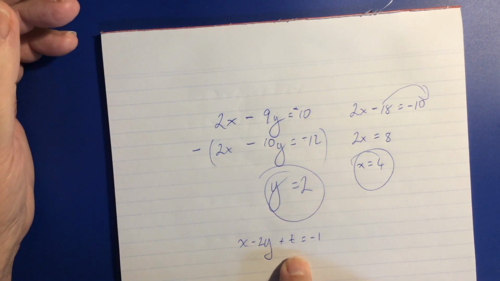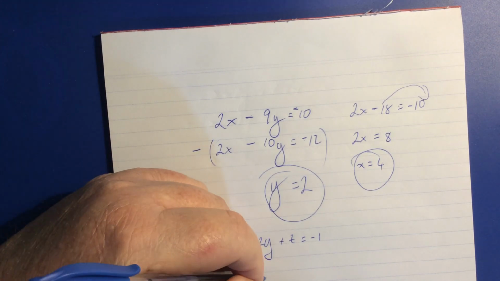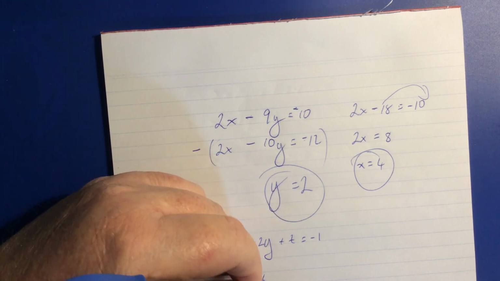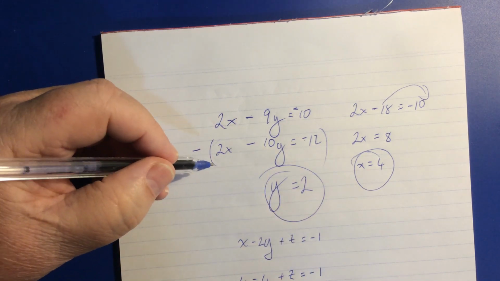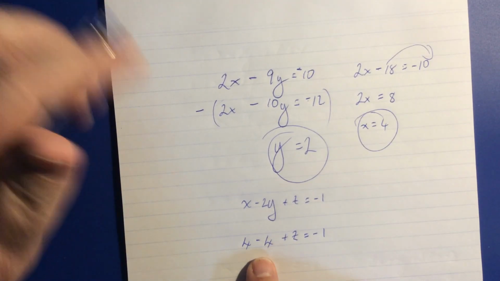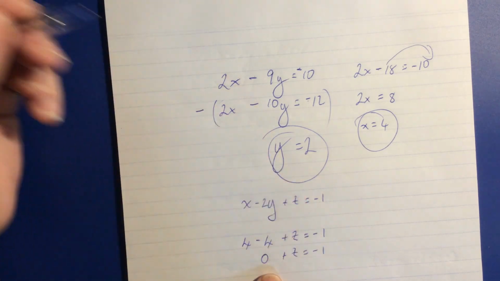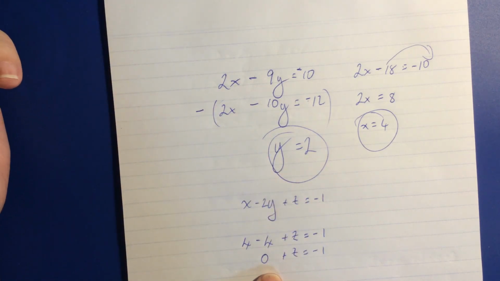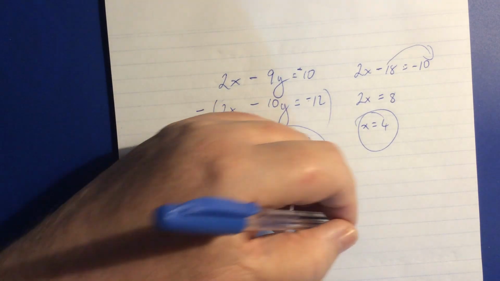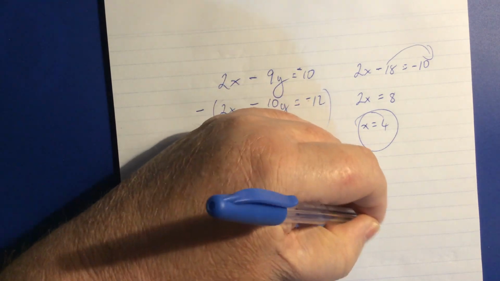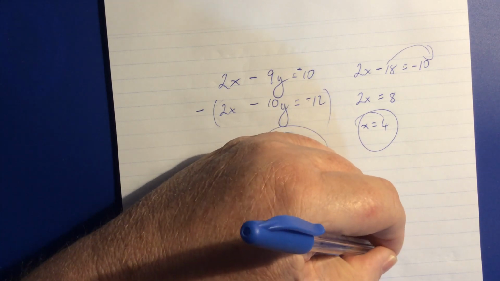So I have that and I have that. Now I can find z really simply. So x, 4 minus 2 times 2 is 4, plus z equals -1. Now, 4 minus 4 is 0, plus z equals -1. Well, z equals -1. There's my answer. Thank you very much for watching. I hope you found this useful. X equals 4, y equals 2, and z equals -1.